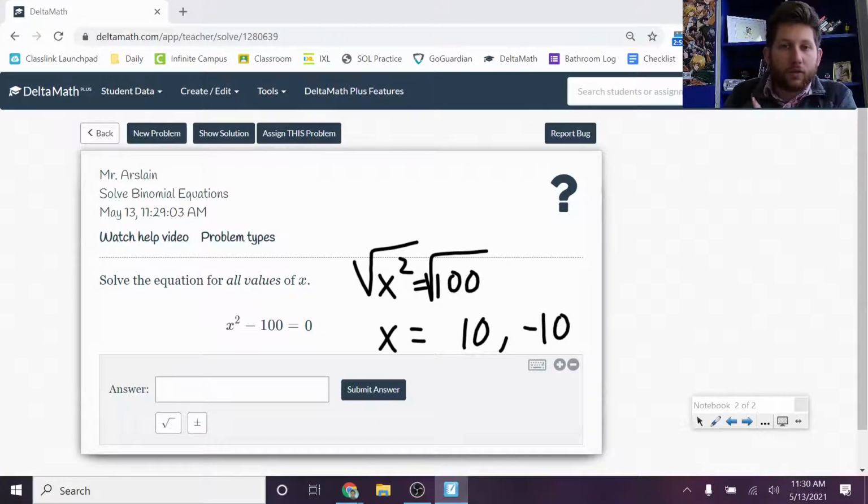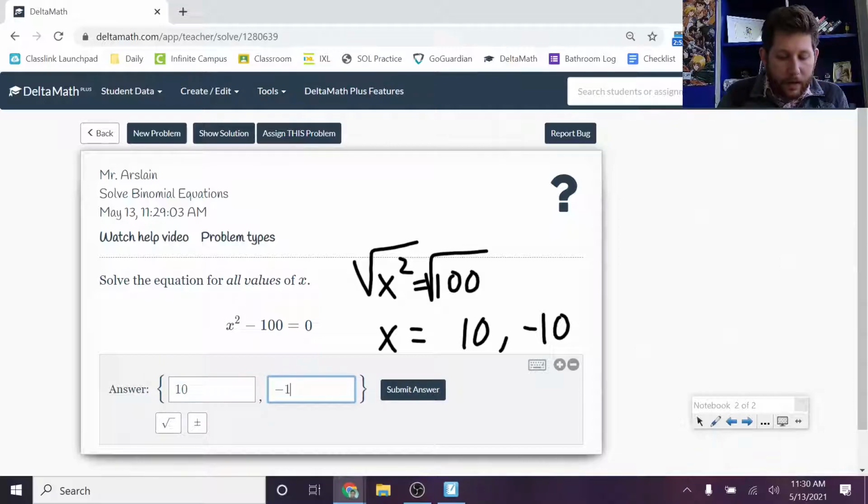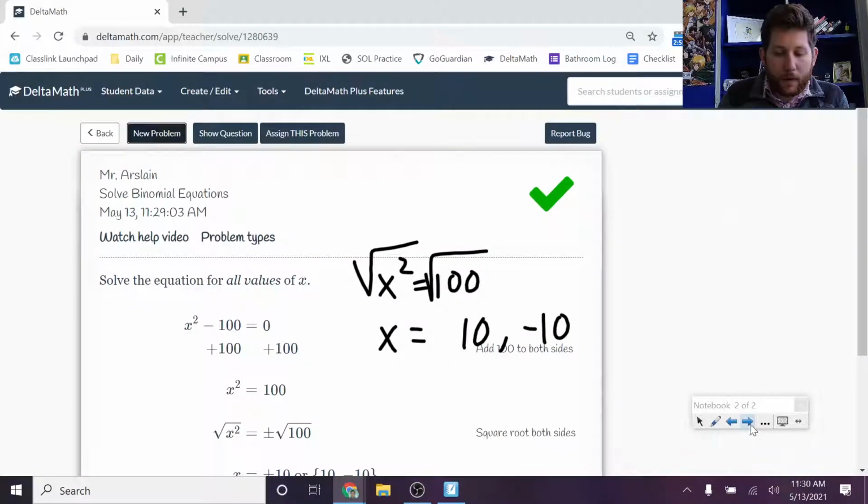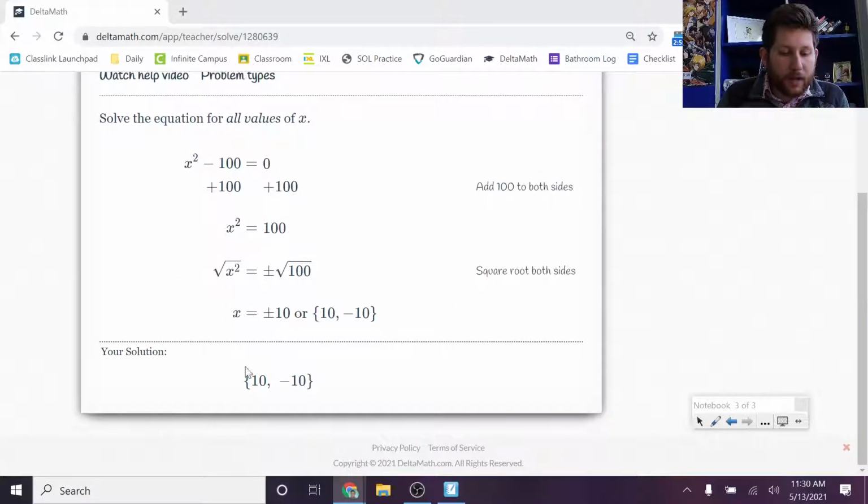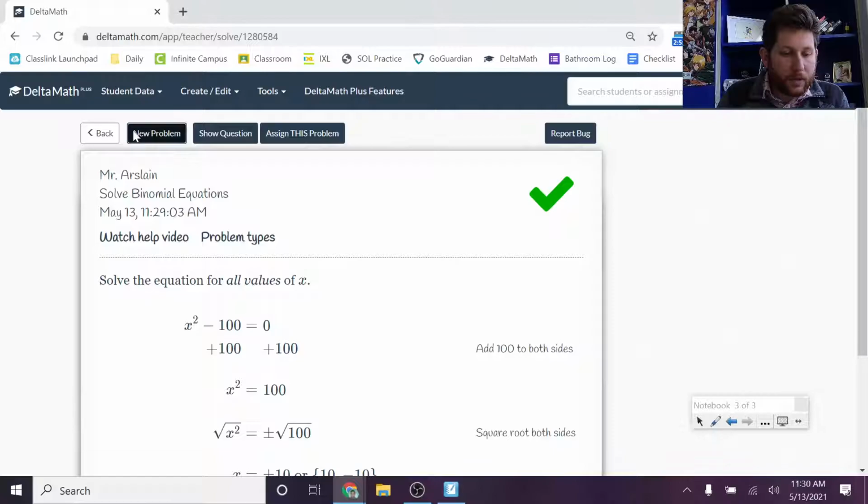Now let me talk you through how to submit that answer. The easiest way is to use this plus or minus sign. This means positive or negative, and I'm just going to do plus or minus 10, and that's going to be my solution. But if I wanted to, I could put 10, a comma, and negative 10 as my two solutions, and they will accept either one. I like using the plus or minus, but you certainly don't have to.